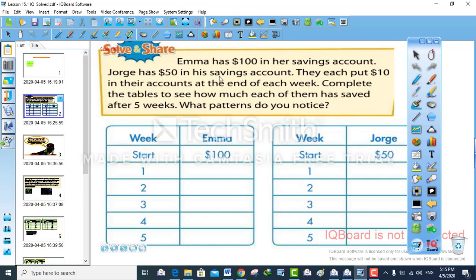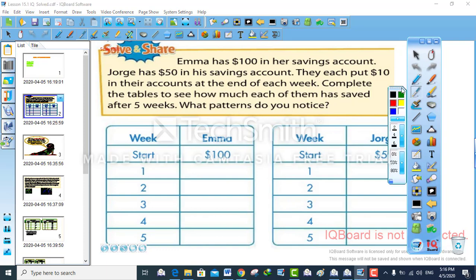We have here the first question. Emma has $100 in her saving account. George has $50 in his saving account. They each put $10 in their accounts at the end of each week. So this means each week we will add, yes, exactly, $10. Complete the tables to see how much each of them has saved after 5 weeks. What patterns do you notice?